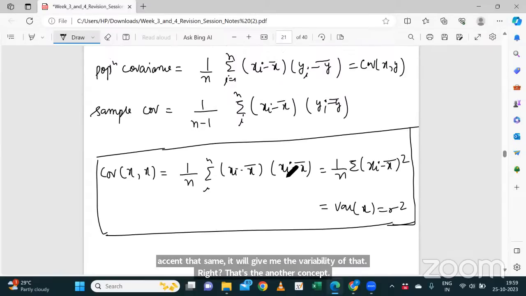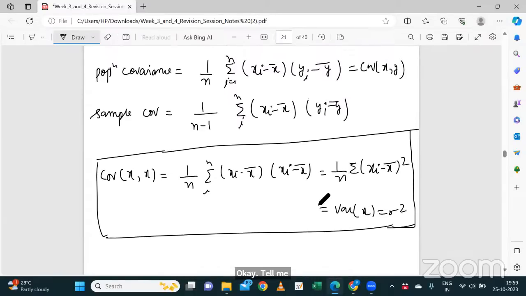Sir, can you explain the last step again? Yes. If I replace y with x, I will get xi minus x bar. It will be 1 upon n times the sum of xi minus x bar squared. What is this? That is the variance of x, right?